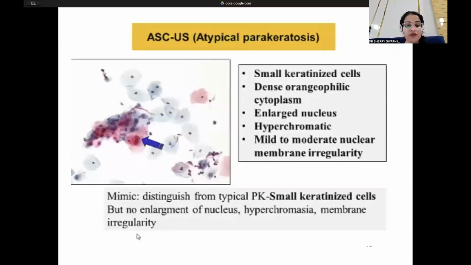Atypical parakeratosis, that is the same as we had discussed earlier. Small keratinized cells, dense eosinophilic cytoplasm, all these things will remain the same. But enlarged nucleus with hyperchromasia, and mild to moderate nuclear membrane irregularities. These are the features that we have to look for, whether we are looking at normal parakeratosis, so that we can differentiate it from atypical parakeratosis. Next slide, please.